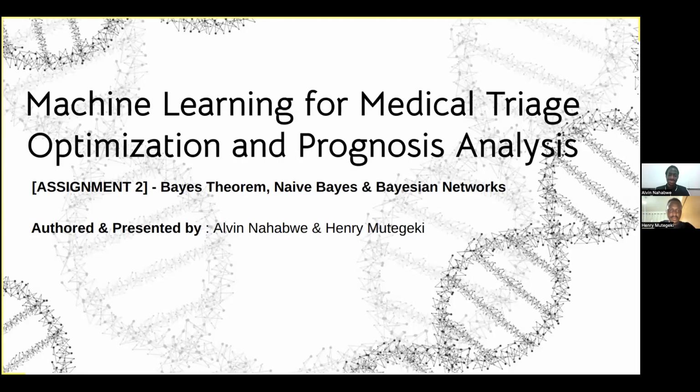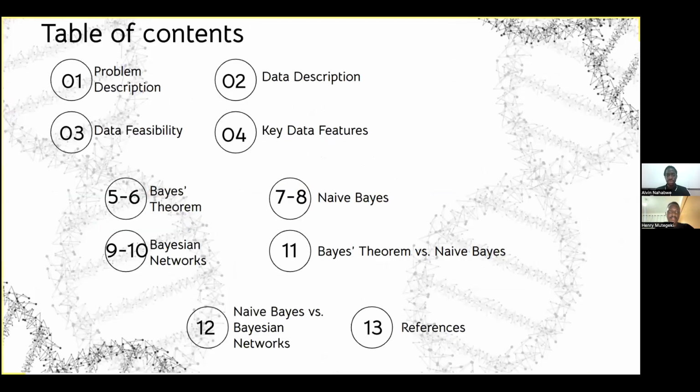Hi everyone, Henry Tegeki here with my colleague Alvin, and we're going to discuss the second machine learning assignment, which basically talks about three concepts: Bayes' theorem, naive Bayes, and Bayesian networks, and how they relate to our use case, which is medical triage optimization and prognosis analysis in the domain of health.